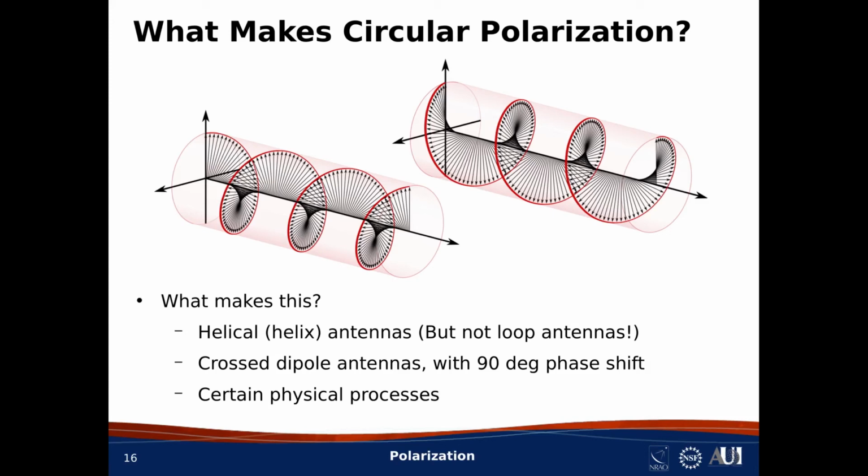You might extend that thinking to loop antennas. However, this is incorrect. Loop antennas create linear polarization. An explanation for that will be deferred until we have a chance to explain how antennas work in a future lecture.